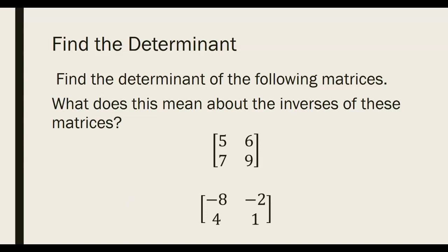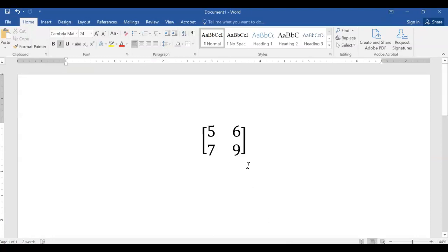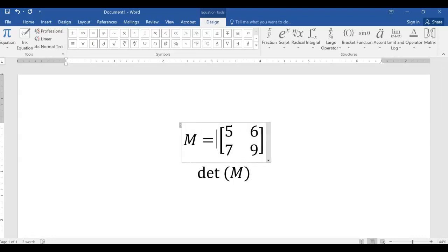So let's go ahead and do that. I'm going to do this for that top matrix first. So what is the determinant in this case? The determinant of our matrix. Actually, I'll just call the matrix M. Hopefully that doesn't throw us off.